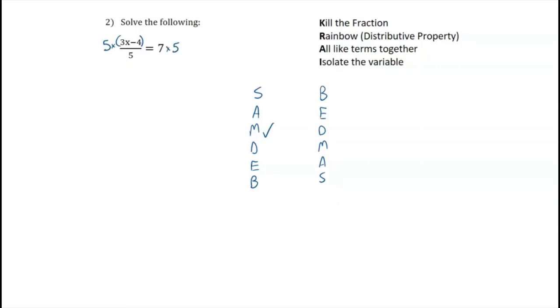So 5 times both sides. So I've got 3x minus 4, and now 5 over 5 cancels out. So I'm going to get 7 times 5, which I'm going to keep as 7 times 5. Now the next thing I'm trying to do is, because this 3x minus 4 is in brackets, I can keep them written like that, I'm going to move into the brackets, and I'm going to apply SAMDEB inside the brackets with that.